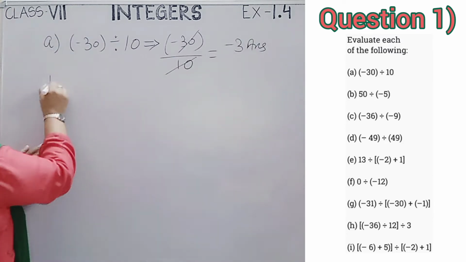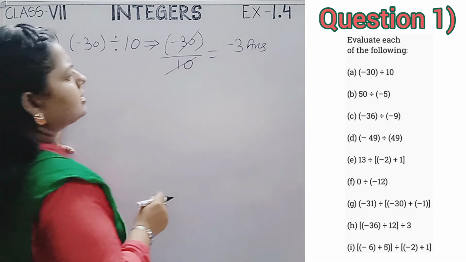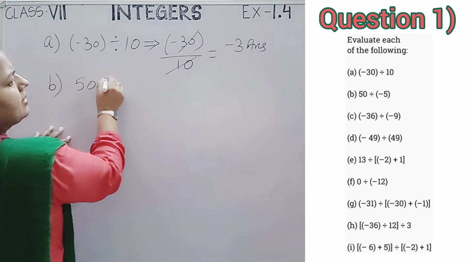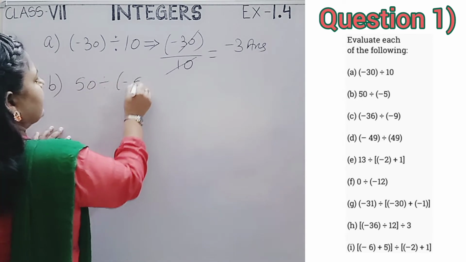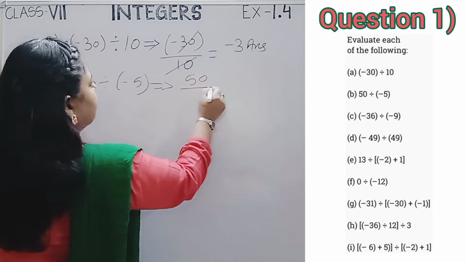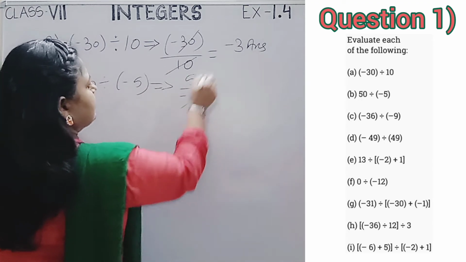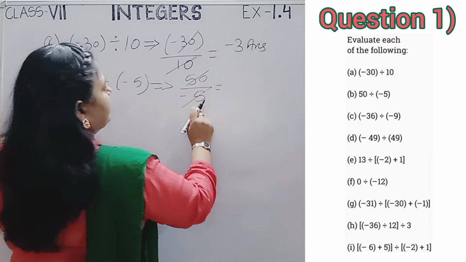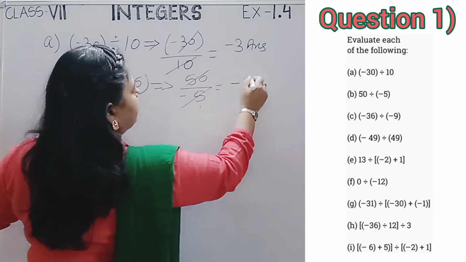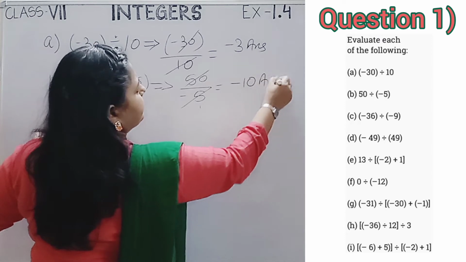These questions are not very difficult. We have already learned in lower classes. B part is 50 divided by minus 5. Again the same step, 50 divided by minus 5. Cancel out, 5 tens are 50. So we have minus 10 answer.